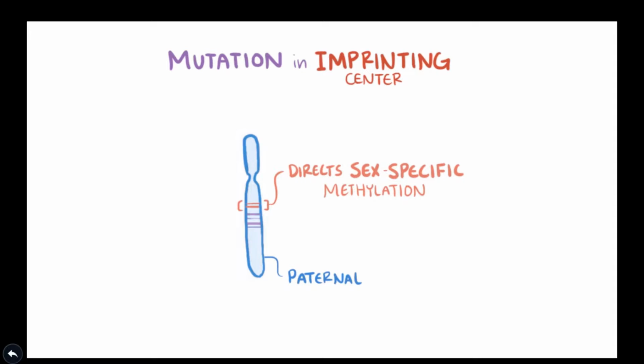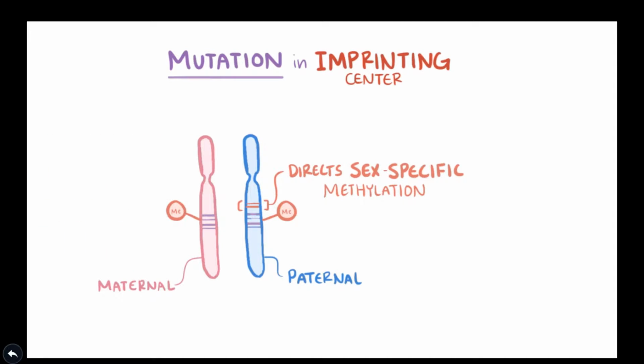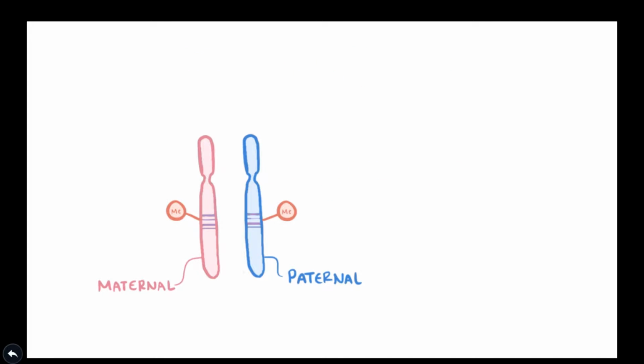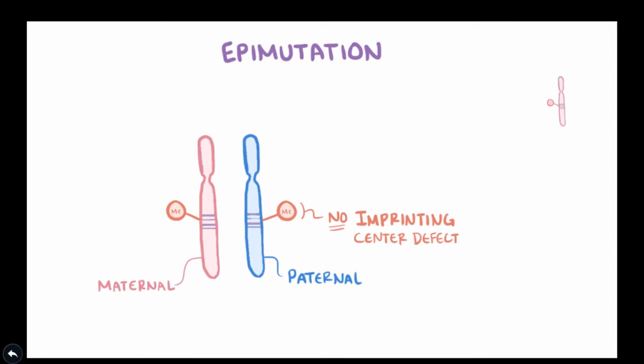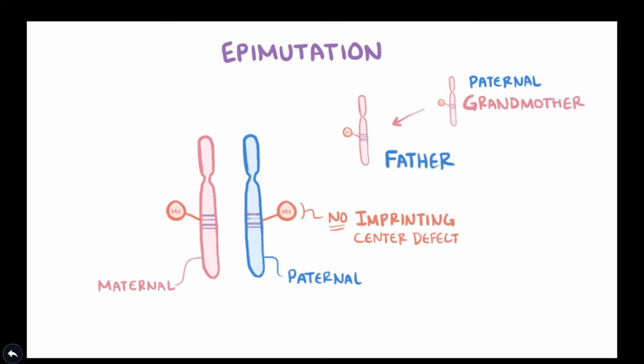If that paternal imprinting center gets mutated, then that region gets methylated, and those genes get turned off, meaning that both the maternal and the paternal genes get silenced. Sometimes, though, that methylation happens on the paternal chromosome even when there's no imprinting center defect, and that's called an epimutation. Normally, the paternal grandmother's methylation, after being passed to the father, would be erased when the father's making sperm. But in epimutations, it doesn't get erased, and so it gets passed on.